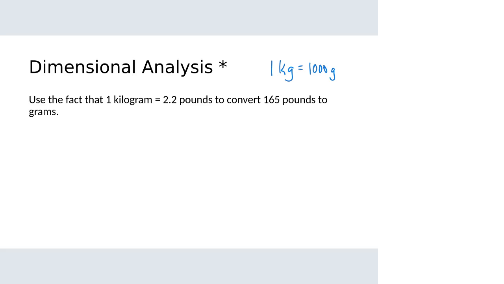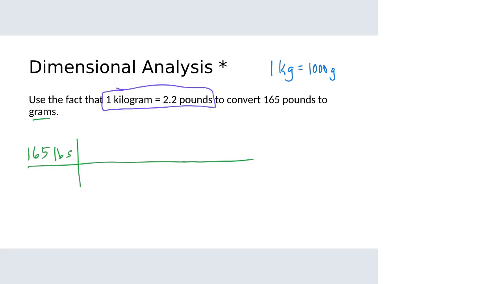So where we're going to start is with those 165 pounds. And I'll make my scaffolding. I better make this one longer. So I have 165 pounds, and I'm trying to turn this into grams. I look at the fact that I've been given 1 kilogram is 2.2 pounds, and what this tells me is this unit fraction is going to take me from pounds to kilograms. That's not all the way to my answer, but it is closer. So, all right, I'll use that.